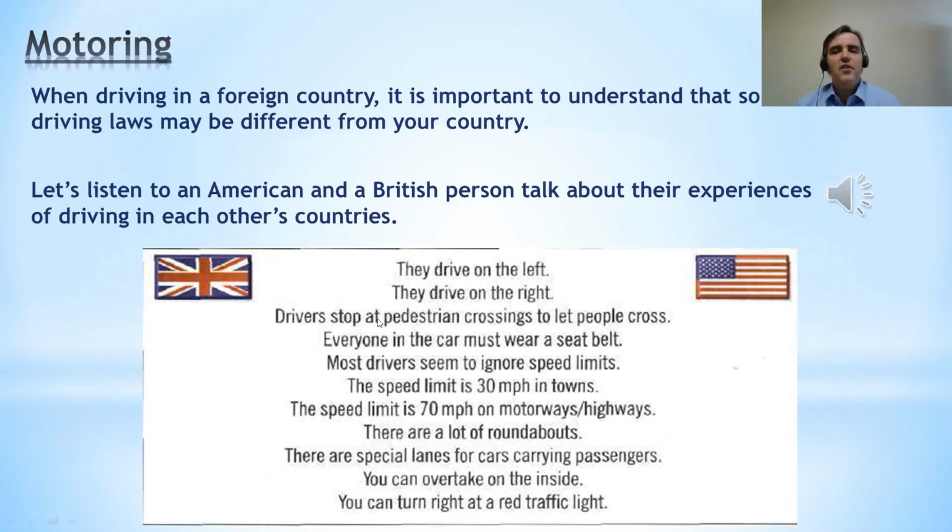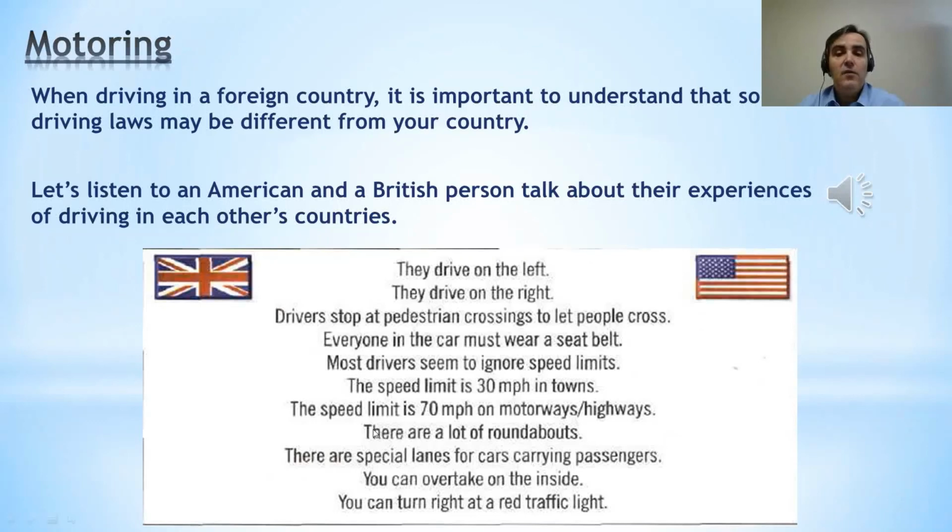The next one, drivers stop at pedestrian crossings to let people cross. That was the UK. Everyone in the car must wear a seatbelt. That is the UK. Most drivers seem to ignore the speed limits. Well, I think this was kind of both, because the British man was saying people kind of go fast, but this woman said that they also go over the speed limit in the UK, so this could be both. The speed limit is 30 miles per hour in towns, that was the UK. The speed limit is 70 miles per hour on motorways and highways, that was also the UK.